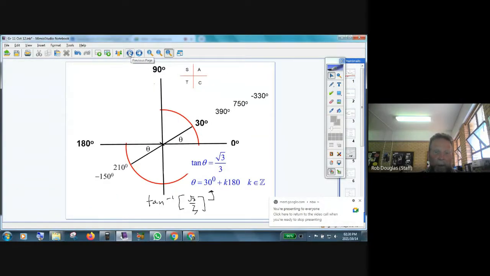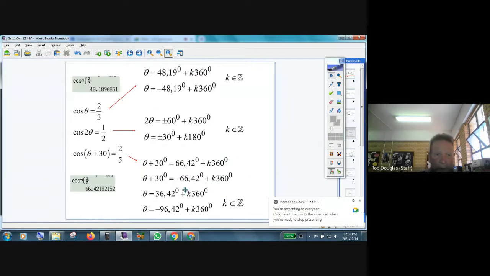We're continuing on with solving trigonometric equations. I did a few examples here. For cosine, say you have cosine of theta equals 2 over 3. You just go shift cosine of 2 over 3 and it gives you 48.19. The other answer is negative 48.19, and it's plus k times 360 because it repeats itself every 360 degrees.